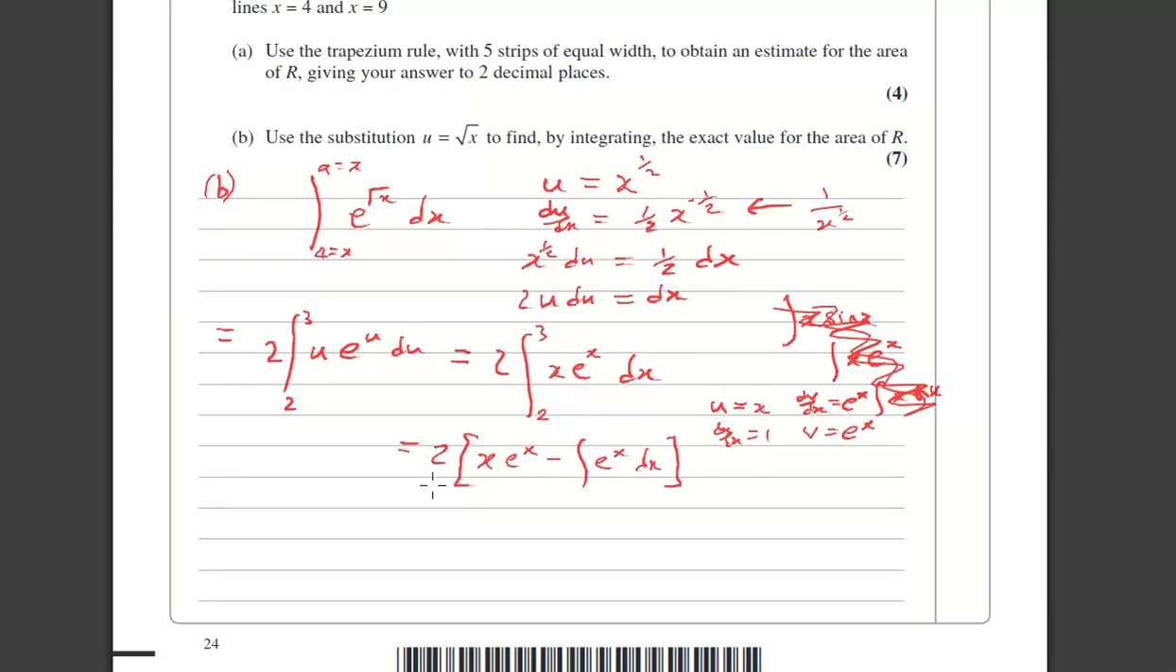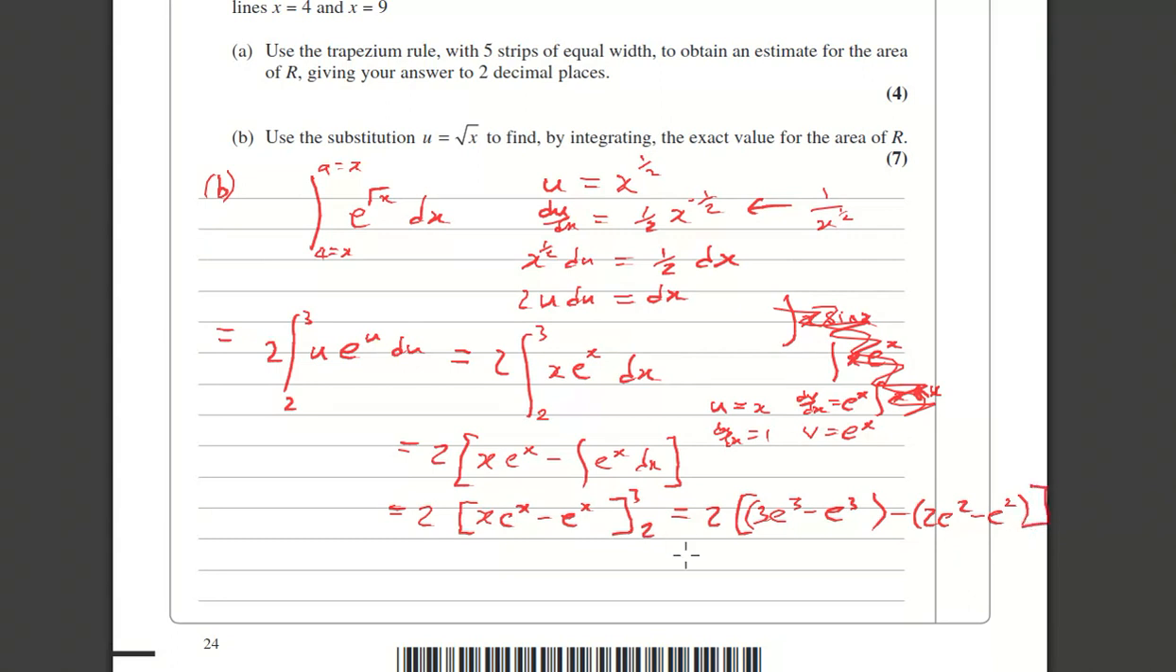Now you can do the limits separately, or you can do it all together. I prefer doing it all together. So I'm going to have x e to the x minus e to the x between 3 and 2, which is 2 times, okay, that's going to be 3e cubed minus e cubed, minus 2e squared minus e squared. Yeah, 2e squared minus e squared.